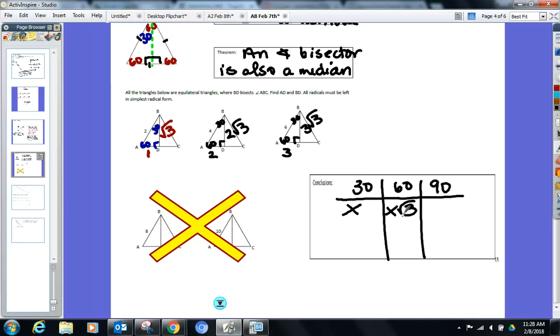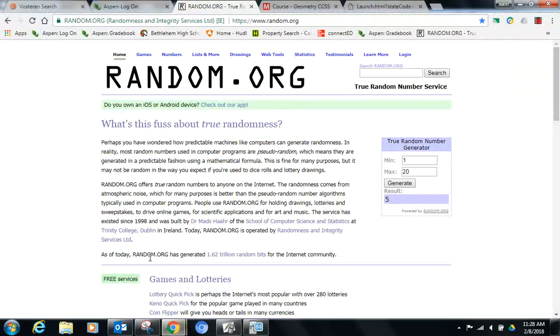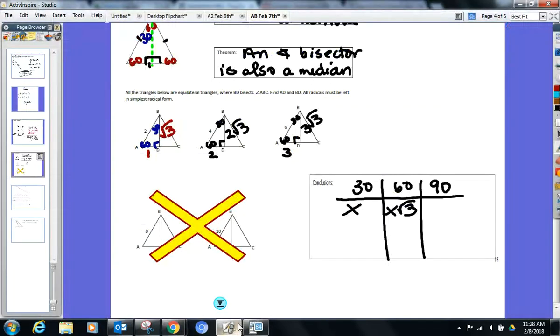What do I do to that side to get to the hypotenuse across from the 90? 1 to 2, 2 to 4, 3 to 6. What am I doing to that side? What am I doing? Times 2. So what should go here, Luke?